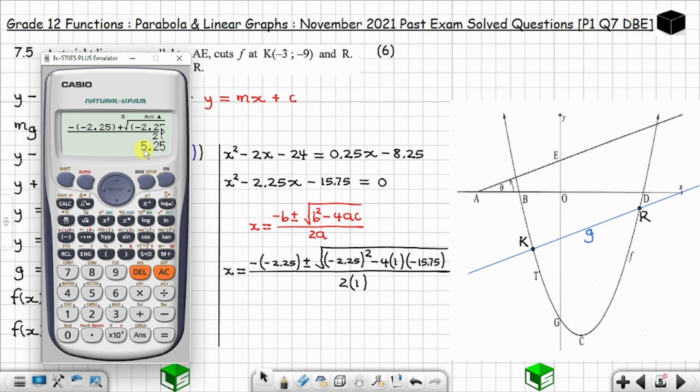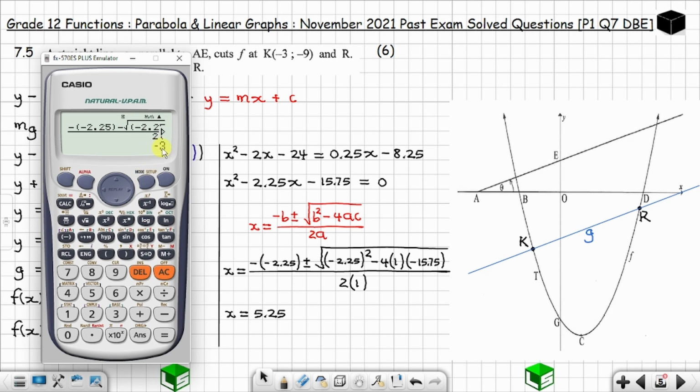In decimal, it's 5.25. So x is equal to 5.25. What if we change that to negative? We used plus, so let's change it to negative. Let me delete the plus and put negative. The answer is negative 3 when you press equal.